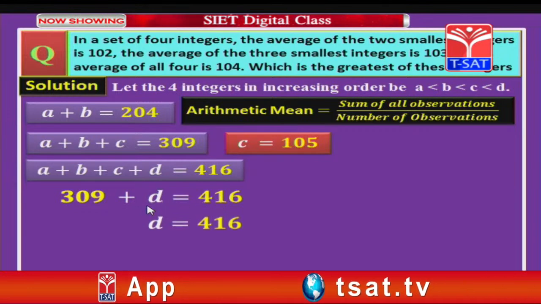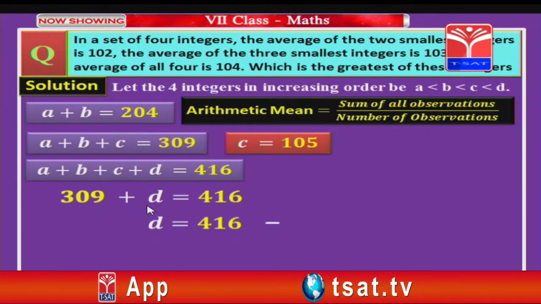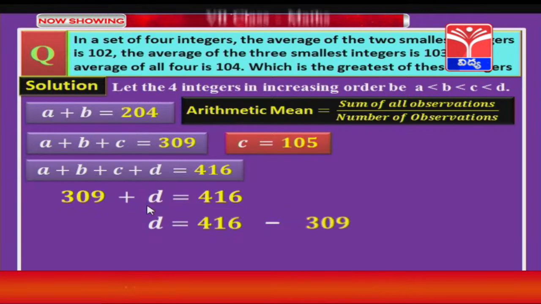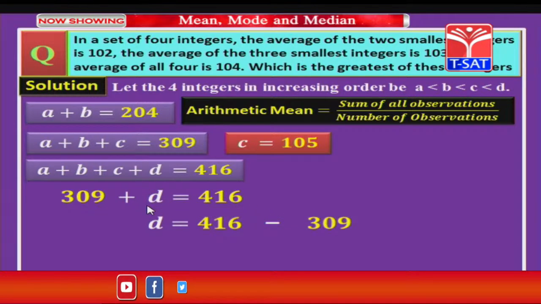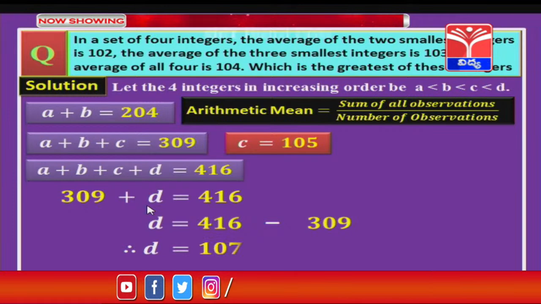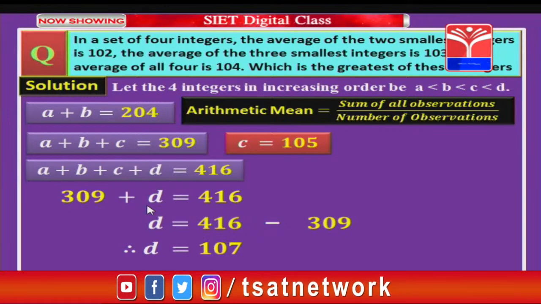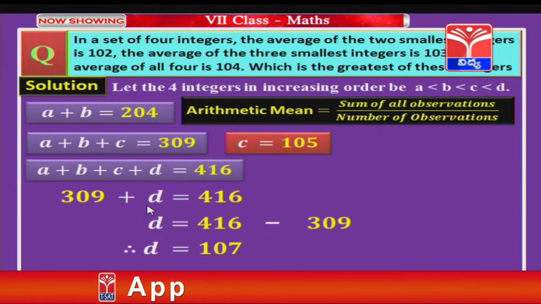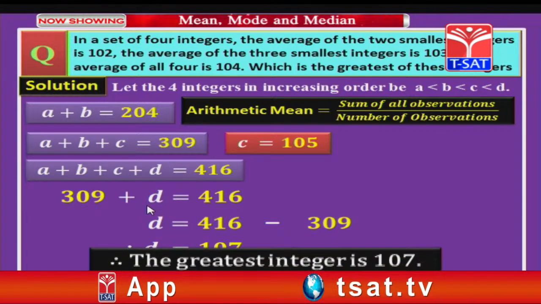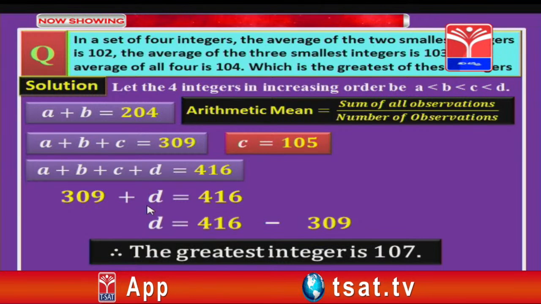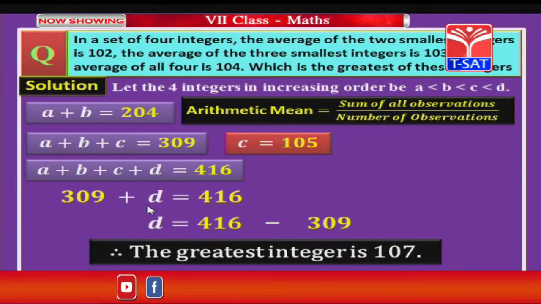So, the value of D is 416 minus 309. So, subtract, children, what do you get? Yes, you are right. On subtracting you get the value of D as 107. So, what do you conclude, children, from this? The greatest of all the integers is 107. Let us move on to our next problem.